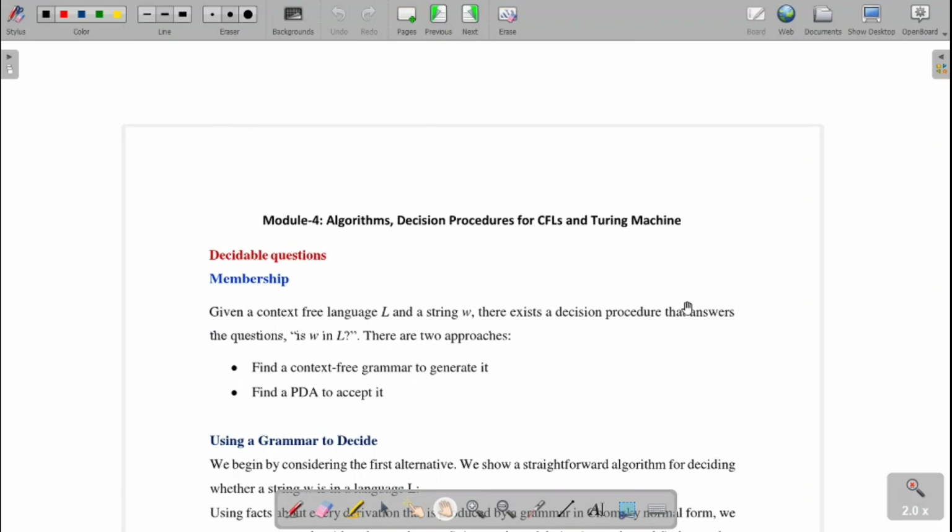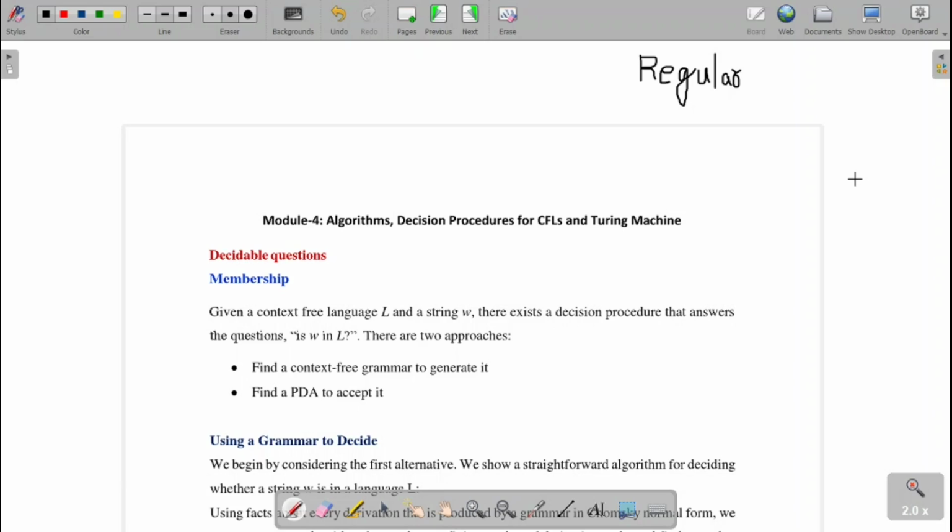First, the topic will be the decidable questions. Before that, let us go back to the classes of languages that we have learned. In the beginning, we learned the class of languages called regular languages. We defined regular languages using the notation of finite automata, either with the help of finite automata or with regular expressions, we are able to find the solutions for the regular languages.